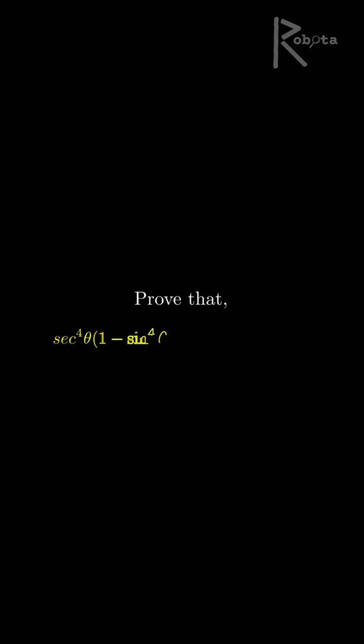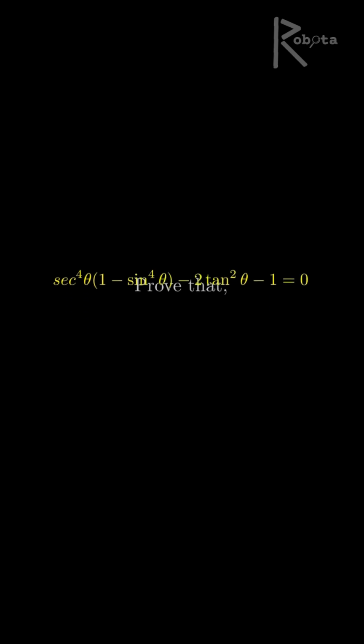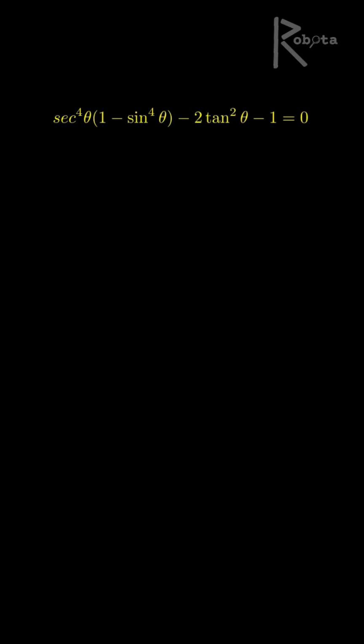Let us prove the following trigonometric identity. sec⁴θ multiplied by (1 minus sin⁴θ) minus 2 times (tan²θ minus 1) equals 0. That is, the left-hand side equals the right-hand side. Let us start solving the left-hand side of the expression. It is sec⁴θ multiplied by (1 minus sin⁴θ) minus 2 times (tan²θ minus 1).